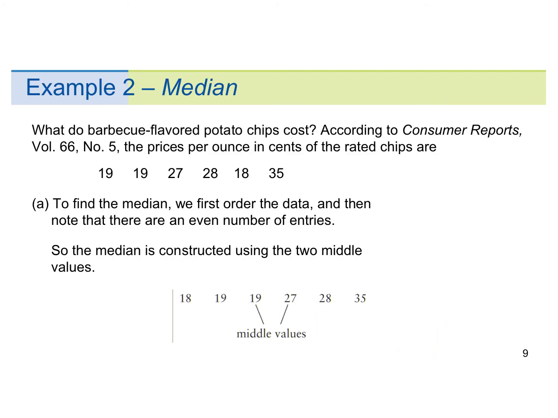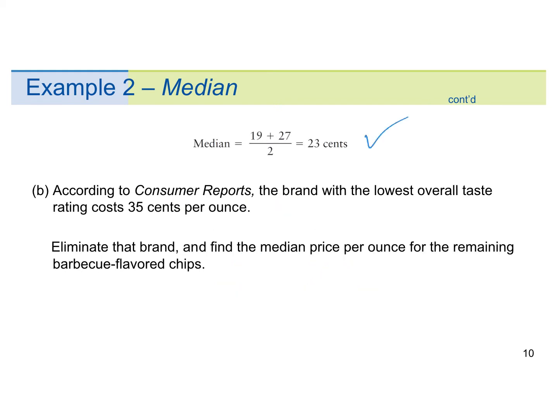Here's another example. What do barbecue flavored chips cost? According to Consumer Sports, the prices per ounce in cents are here. They didn't put them in order, sorry. You put them in order. So 18 comes first, then the 2 19s, a 27, a 28, and a 35. There are 6 data pieces, so therefore we'll chop off the same amount from both ends. And we see that we have a 19 and a 27 left over. What we do is we average them, and the final median is 23 cents since it was dealing with price per ounce in cents of these particular chips.